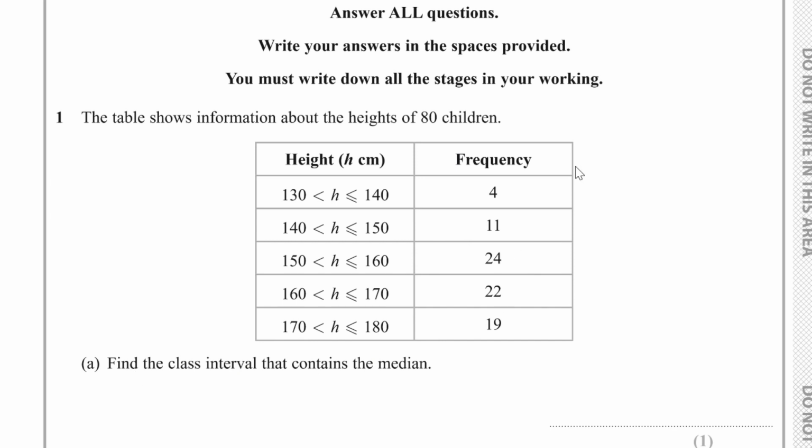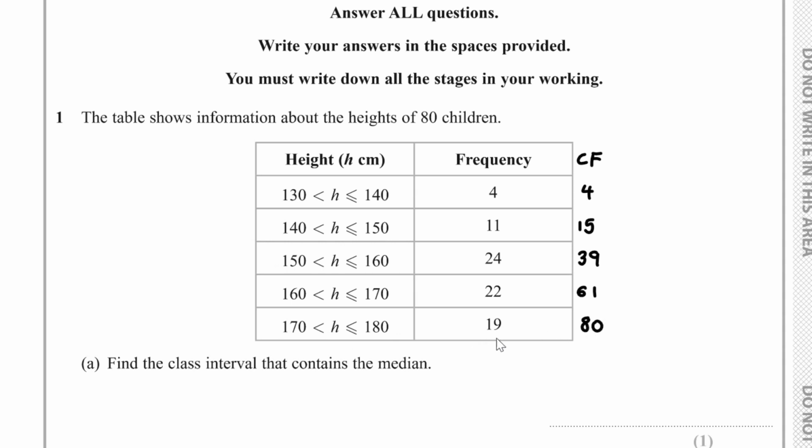Well, first thing we need to do is find the cumulative frequencies. So if we find the cumulative frequencies, we begin with the 4. 4 plus 11, that's 15. 15 plus 24, that's 39. 39 plus 22, that's 61. 61 plus 19, that's 80.